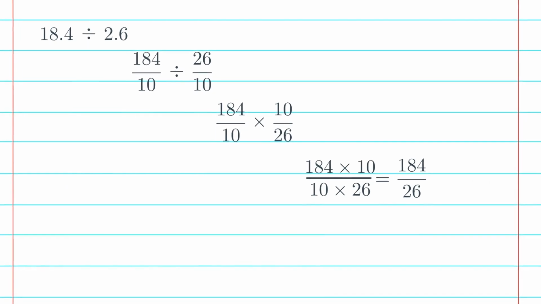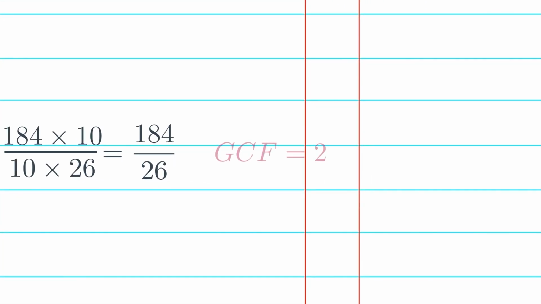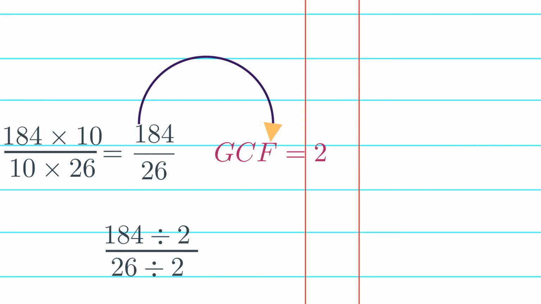So the greatest common factor of 184 and 26 would be 2, which means we can divide 184 by 2 and 26 by 2. After dividing 184 and 26 by the GCF, we have 92 over 13, which is equal to this number. Now, how did we convert the simplified fraction to a decimal? That's something we'll cover in the future videos. For now, it's sufficient to be able to divide up to this step.